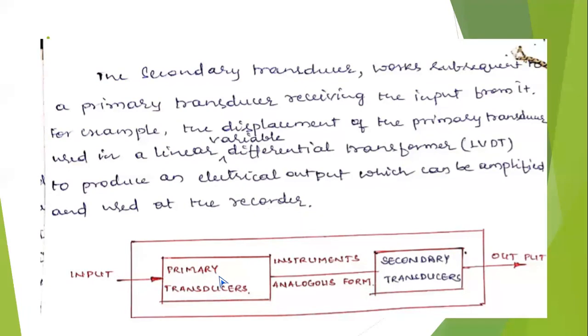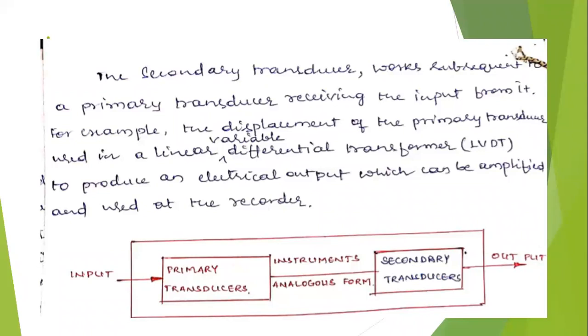The primary transducer in the case of the dial indicator is the rack and pinion arrangement. In between, the plunger movement is the instrument in analogous form. The dial indicator you can call an instrument in analogous form. The primary transducer is the rack and pinion arrangement in the dial indicator. Next, the secondary transducer in the measurement of taper is the rotation of the dial.